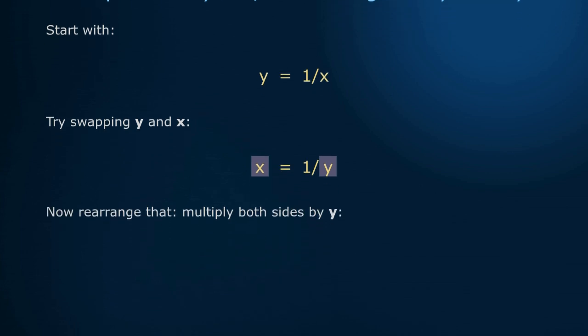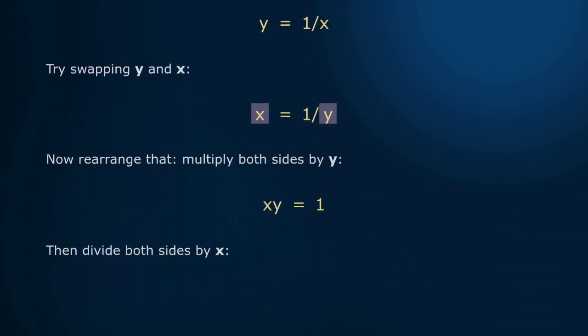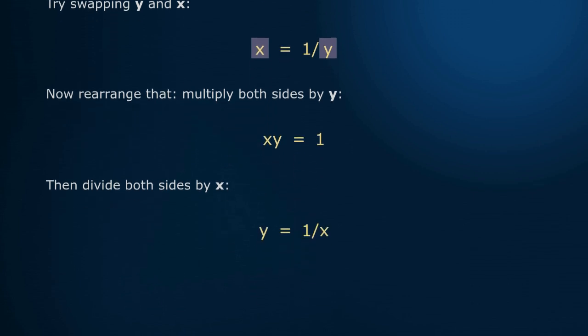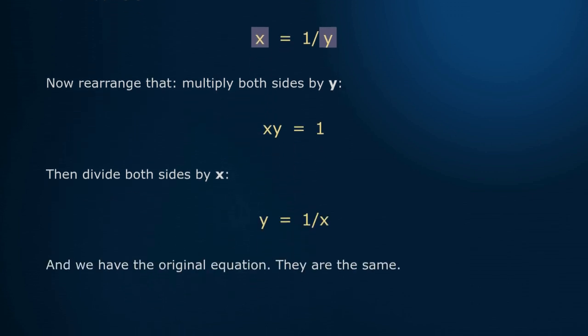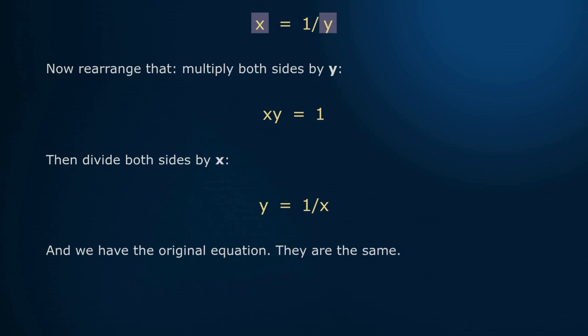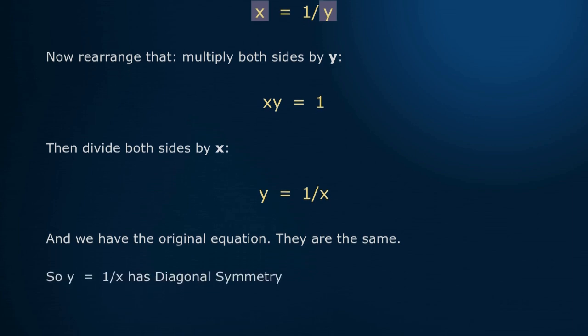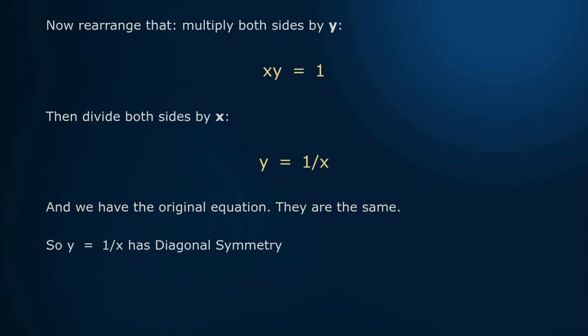Now rearrange that. Multiply both sides by y. xy equals 1. Then divide both sides by x. Y equals 1 over x. And we have the original equation. They are the same. So y equals 1 over x does have diagonal symmetry.